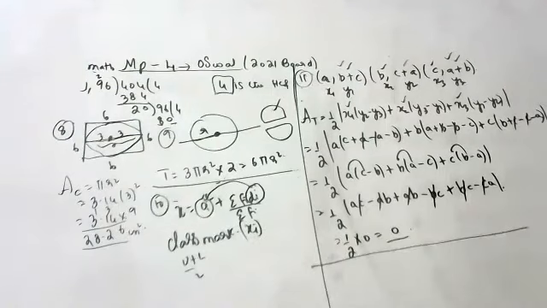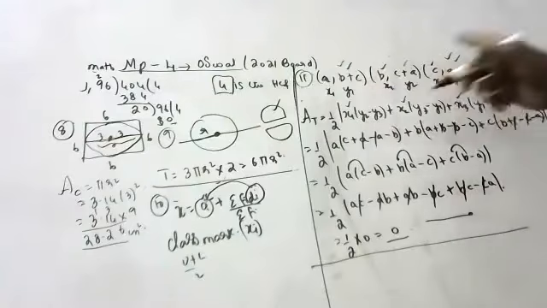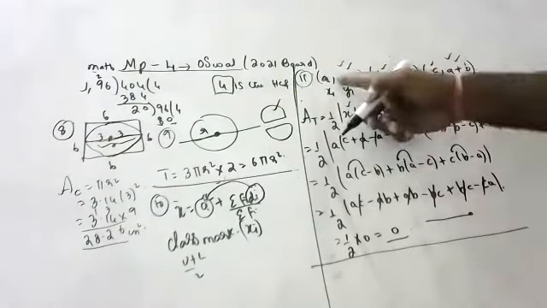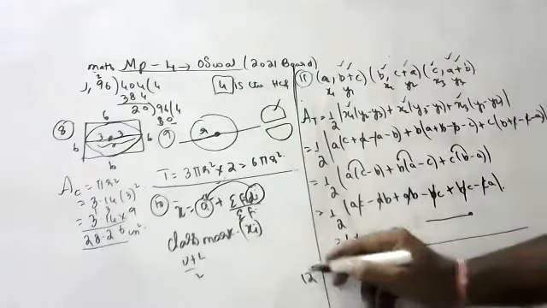If area of triangle is 0, that line is a straight line. If the area of triangle is 0, these three points are collinear. These three lie on the same line.